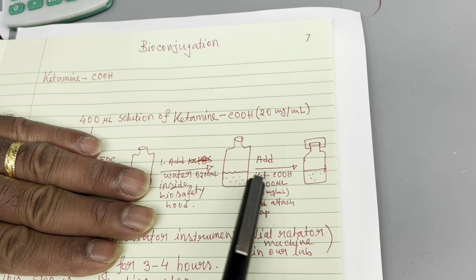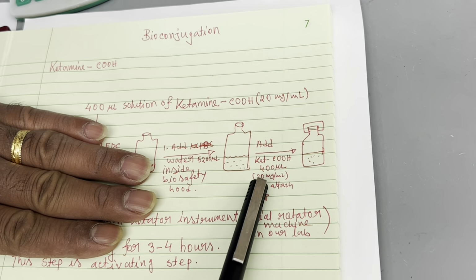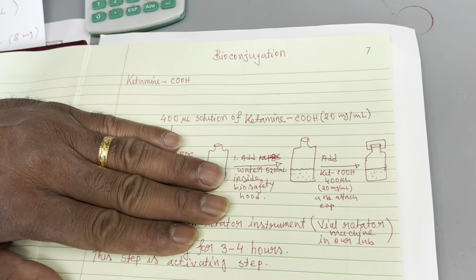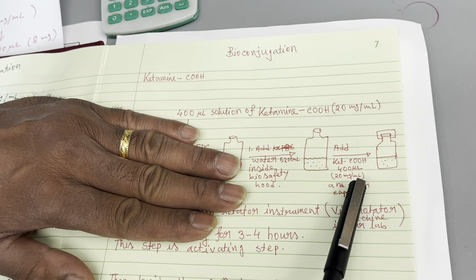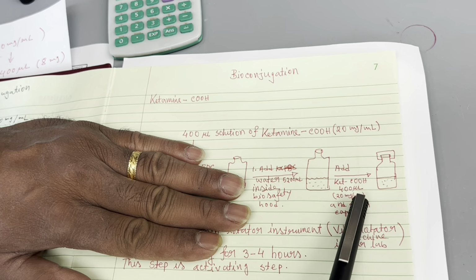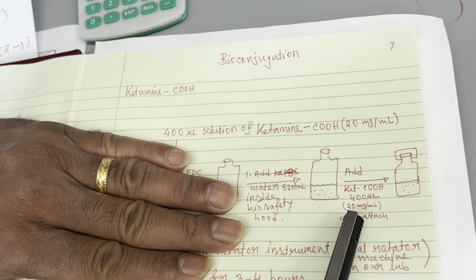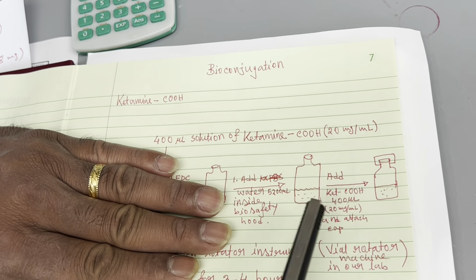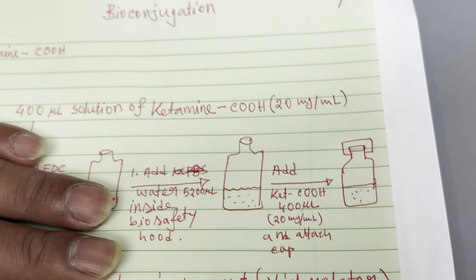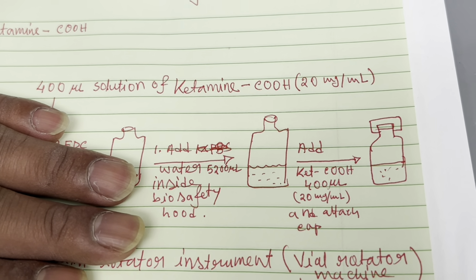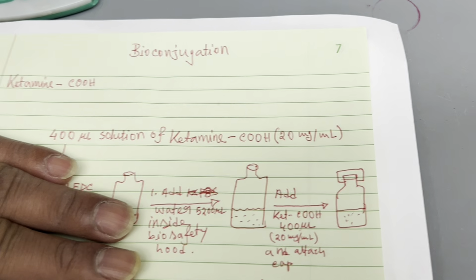Add that carboxylic acid. And 400 microliter means 20 mg per ml. I already explained that 400 will have 8 milligram, because if 1 milliliter contains 20 mg, 1000 microliter contains 20 mg, so 400 microliter will contain 8 mg. Before you add the hapten in, its current concentration is 20 milligram per milliliter.